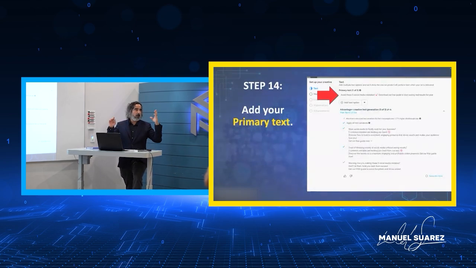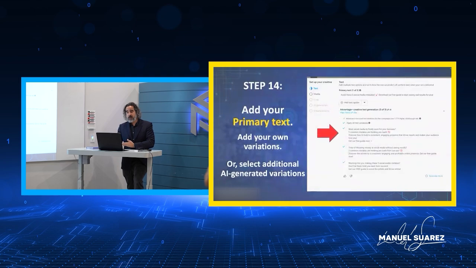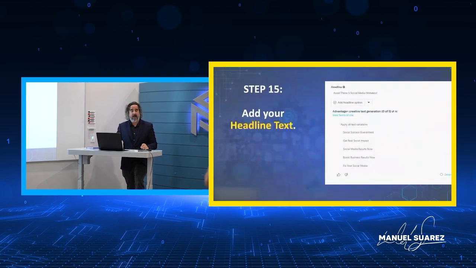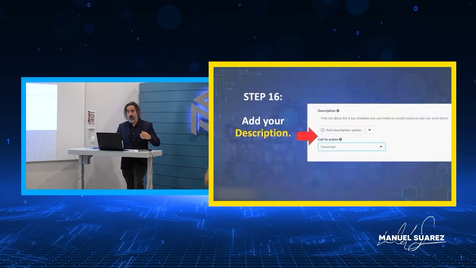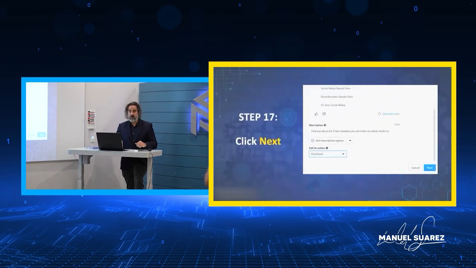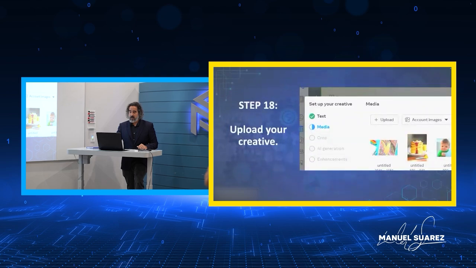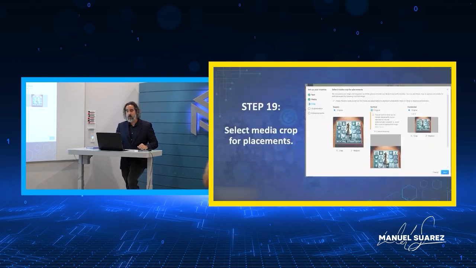Press the button, whoop, more ideas, right? So you can add your own variations, or you can let Facebook also add AI variations. Headline text, same thing. Add more or use your own. Description, same thing. And then you click on next. And then you select your media. We're going to upload the one that we created.